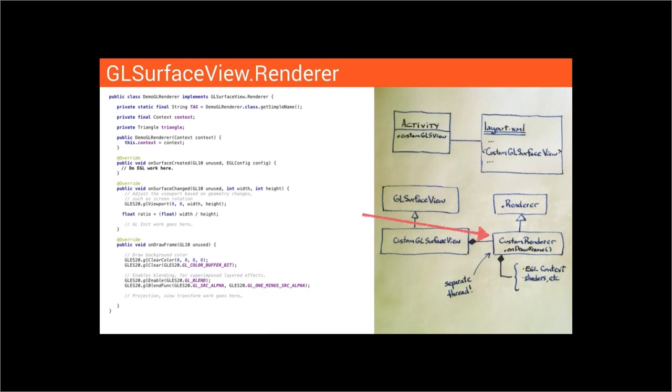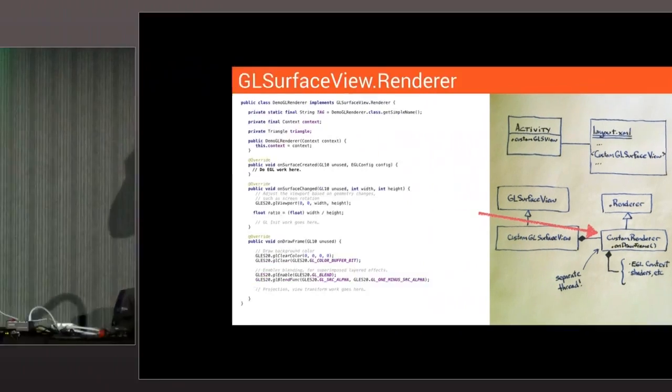Right, so on surface created, right. The reason to note that this method exists and you might want to use it in your own things is that when you lose the EGL context, so when I was talking earlier about the user getting a phone call and you're losing the GL context, when you come back from that call, that's where you want to be reinitializing it.